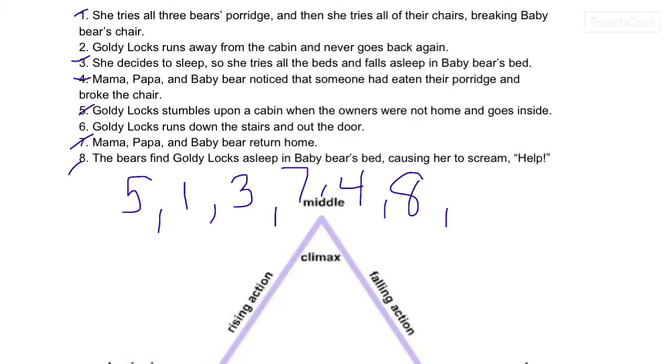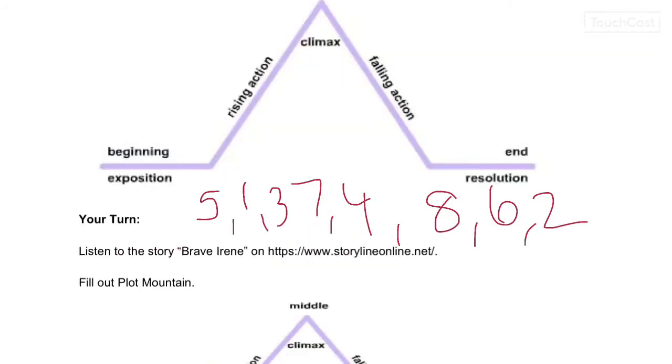Next would be Goldilocks runs down the stairs and out the door. And number 2 would be Goldilocks runs away from the cabin and never goes back. So I put them in order. Now what we need to do is put them on Plot Mountain. Okay, so let's talk about which one would be at the beginning. Well, the beginning would be number 5, where it talks about Goldilocks and how she enters the house that doesn't belong to her.